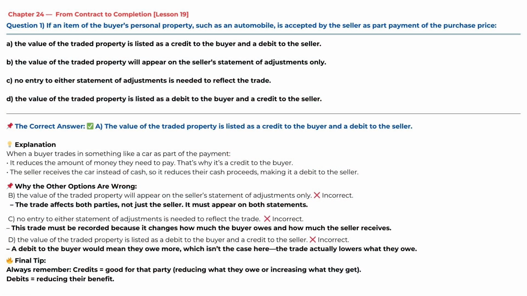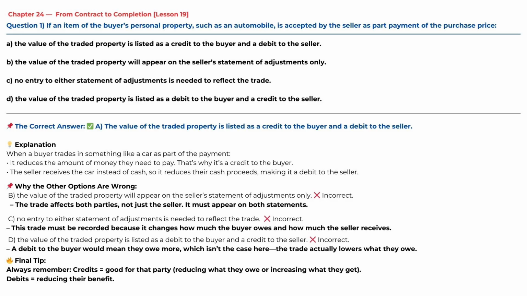Question 1. If an item of the buyer's personal property, such as an automobile, is accepted by the seller as part payment of the purchase price, the correct answer, A. The value of the traded property is listed as a credit to the buyer and a debit to the seller. Explanation. When a buyer trades in something like a car as part of the payment, it reduces the amount of money they need to pay. That's why it's a credit to the buyer.